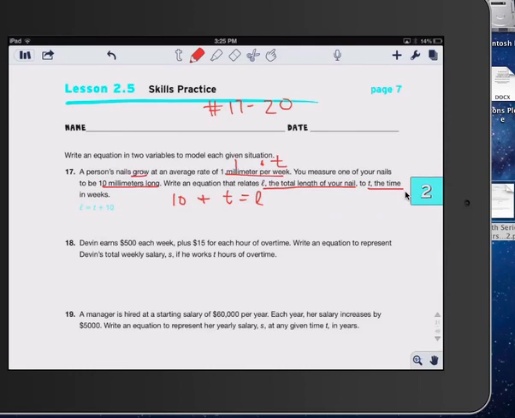So that tells me for each week he automatically gets $500. I'm going to add $15 for each hour of overtime. We don't know how much overtime he's going to do, so we multiply by T for the hours of overtime. That has to equal the total salary for the week, which is S. Okay, to 20.